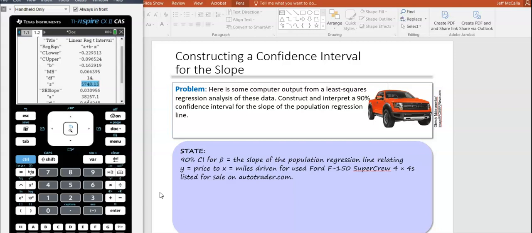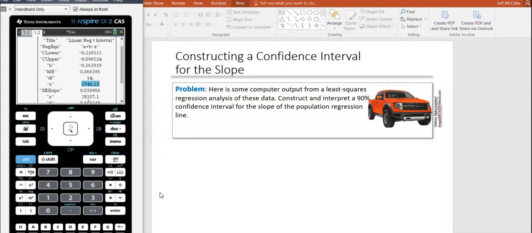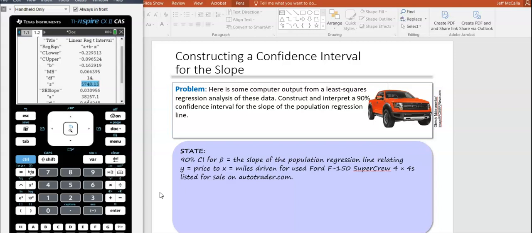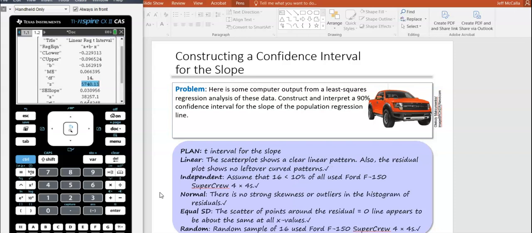Define your variables. In this case, what is beta? It's the slope of the population regression line. We're talking about the population. Y is the price. X is the miles driven. In context, it's for a Ford F-150 Super Crew listed on Auto Trader. Then you would plan all the steps here.